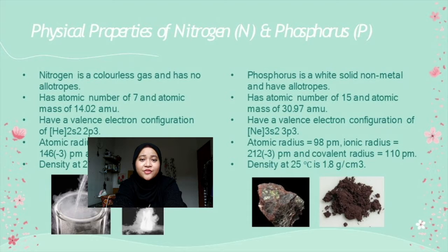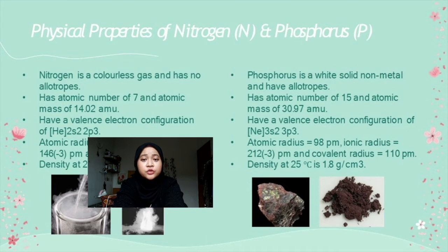After that, let's look at the right side of the slide. I will explain about the physical properties of phosphorus. Phosphorus is a white solid non-metal element. Phosphorus has atomic number of 15 and atomic mass of 30.97 amu. As you can see, phosphorus has a bigger atomic mass than nitrogen.